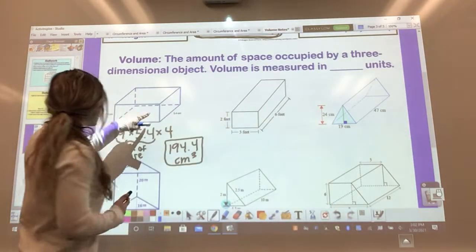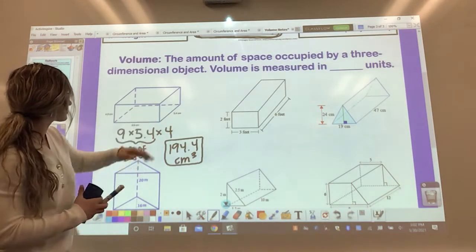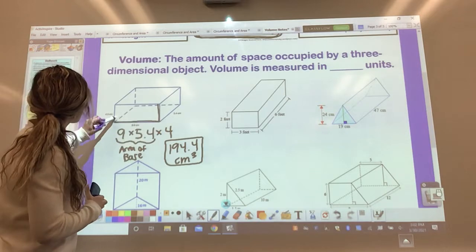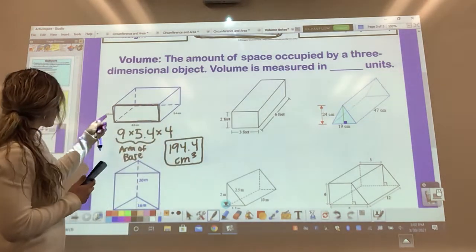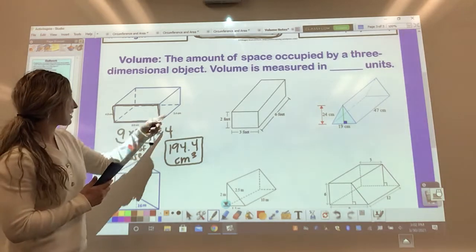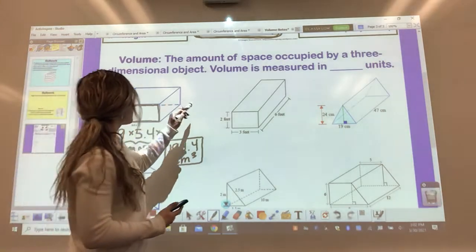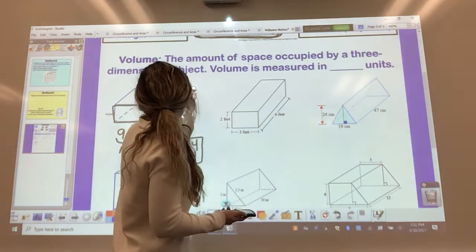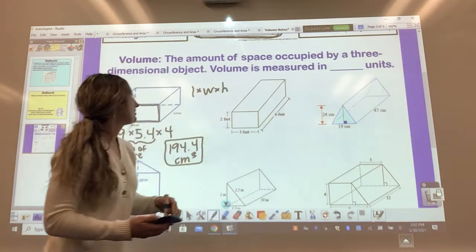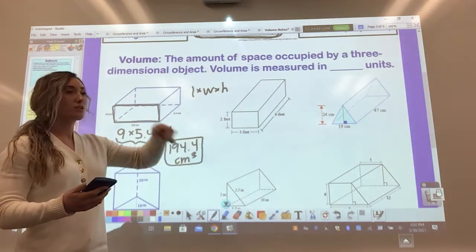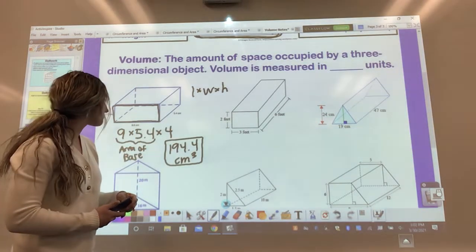Once again, you didn't need to use this bottom one as the base. You could have used this front face as the base, and then the height would have been that 5.4. So you could have done 4 times 9 and then times 5.4. So really the shortcut for rectangular prisms is just multiplying all of the numbers together. Length times width times height. But the reason that we can do that goes back to our formula that works for all prisms.